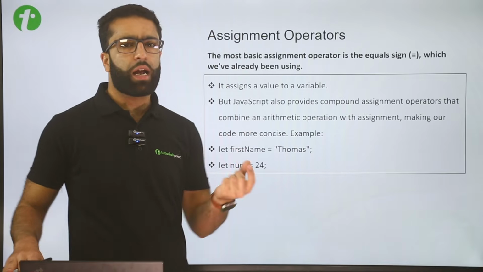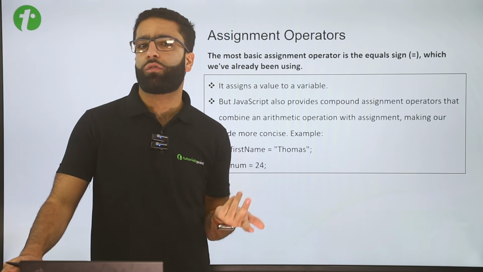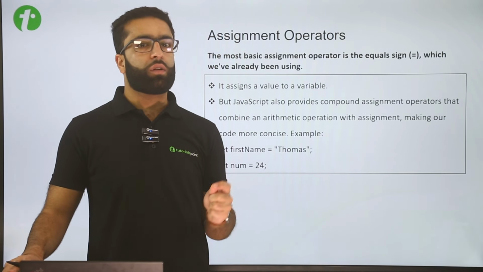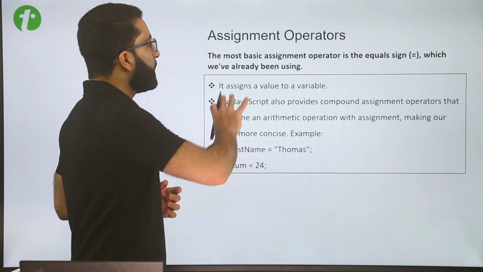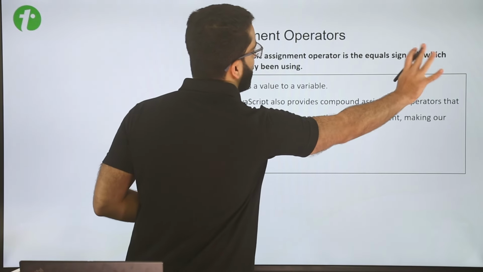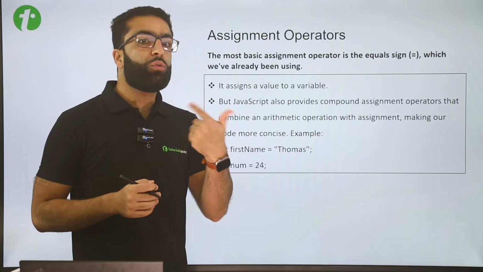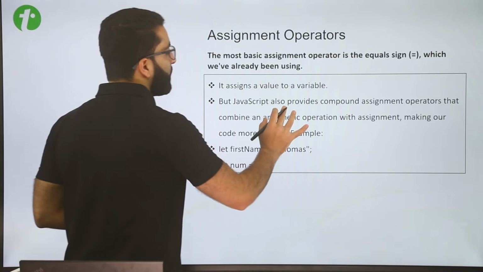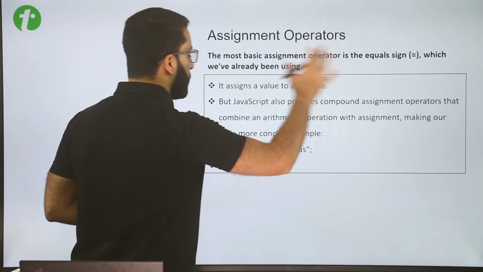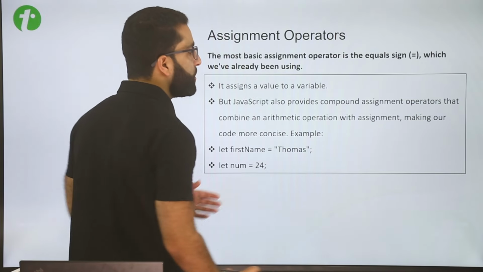It's very simple, and we have been using it from the very beginning of the course when we created our first variable. The most basic assignment operator is the equal sign, which we have already been using. It assigns a value to a variable. But JavaScript also provides us compound assignment operators that combine an arithmetic operation with assignment.